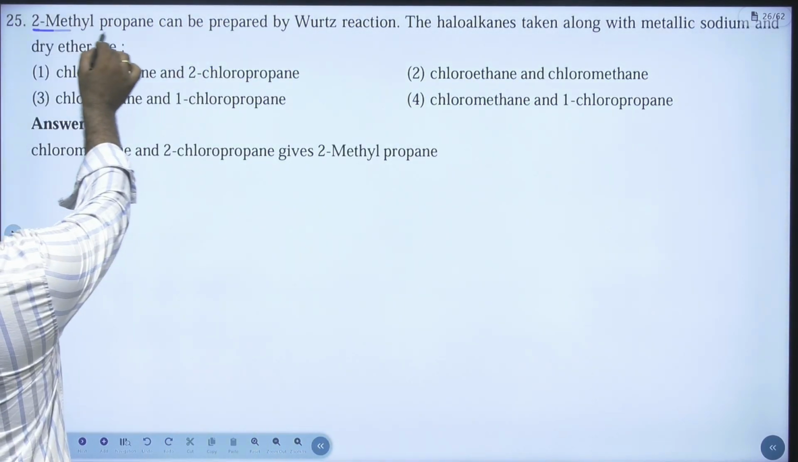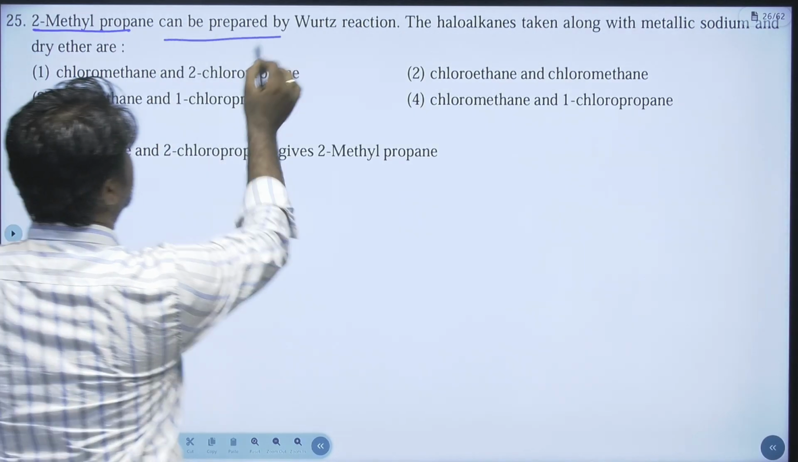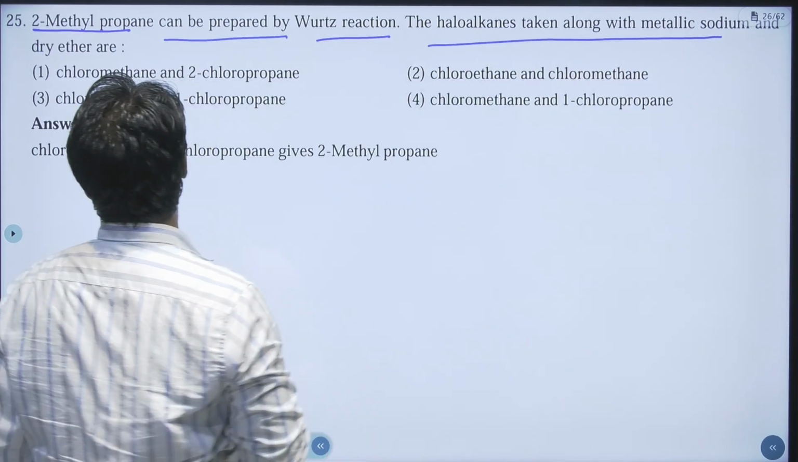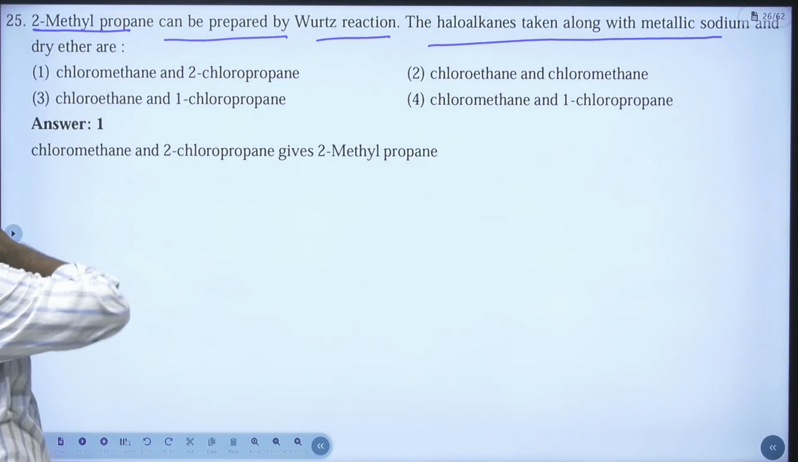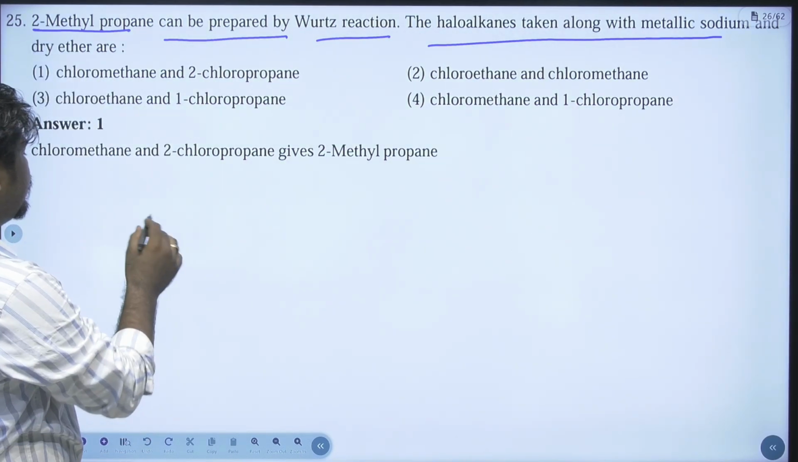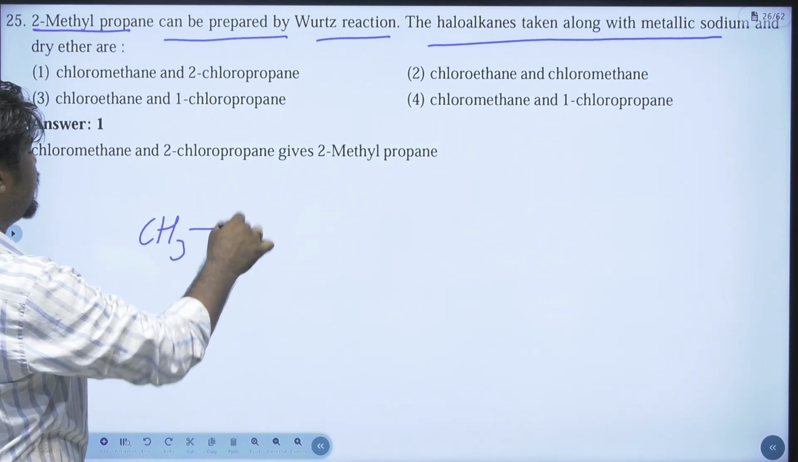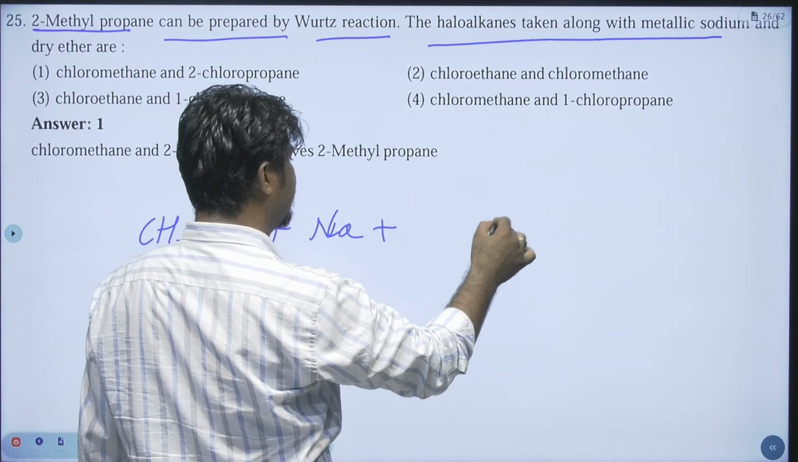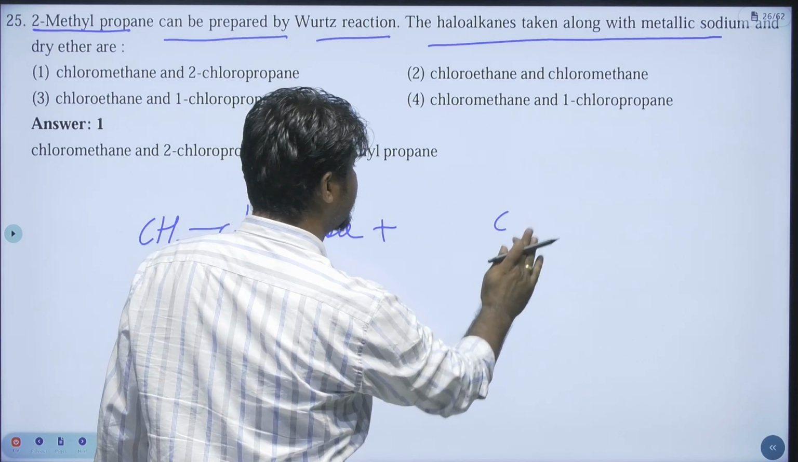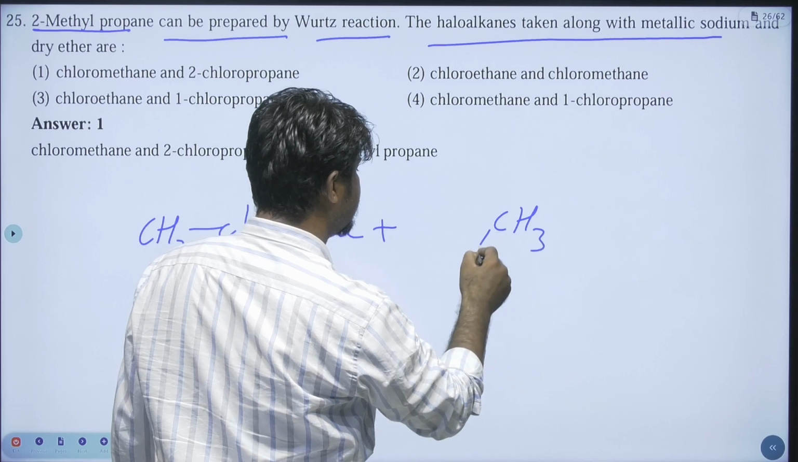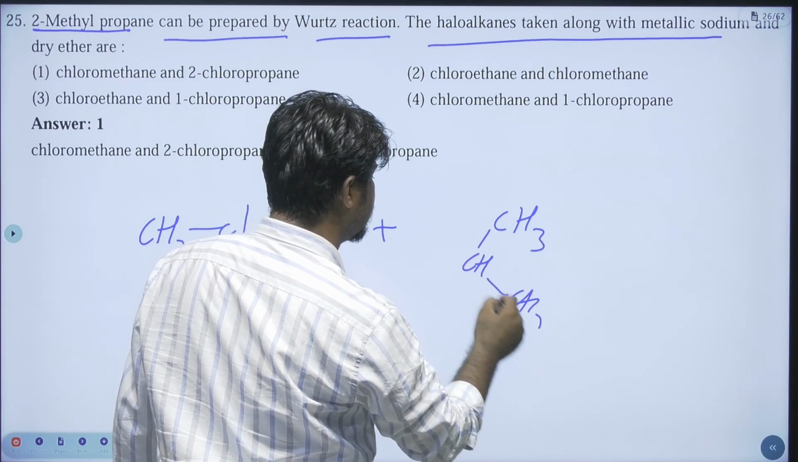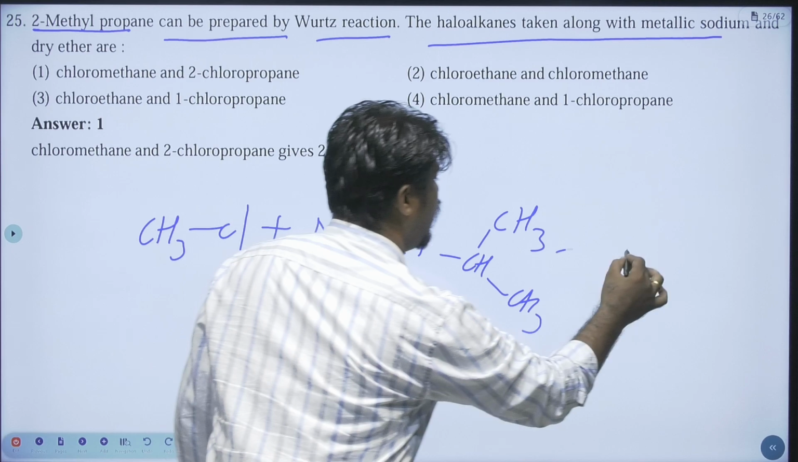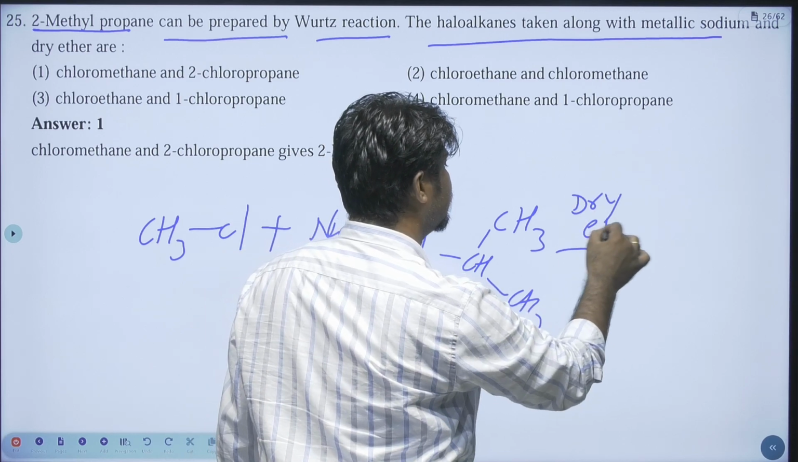Here 2-methylpropane can be prepared by Wurtz reaction. The haloalkane is taken along with metallic sodium and dry ether. Here we need to prepare 2-methylpropane. How do you prepare it? It's very simple. Methyl chloride reacts with sodium, along with one more reactant, CH3CH(CH3)Cl, in the presence of dry ether.